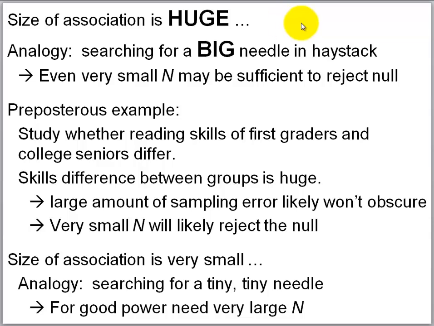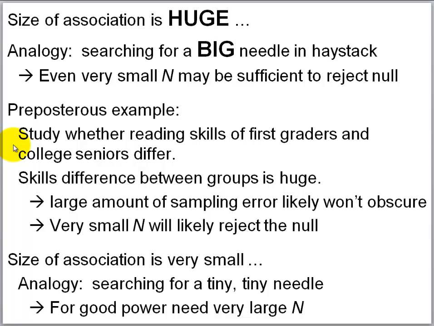So when you have very large association, this is analogous to searching for a very big needle in your haystack. There's a big effect or a big difference that you're searching for. So here's an example of a preposterous research study. I call the research study preposterous because nobody would ever undertake such a study. The answer is so obvious before the study would begin.